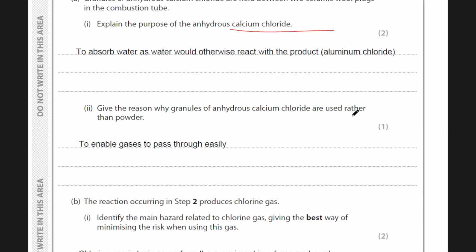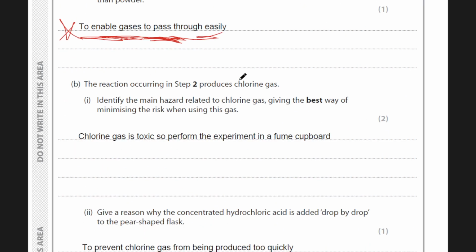Now, give a reason why the granules of anhydrous calcium chloride are used rather than powder. Obviously, to ensure smooth flow and enable the gases to pass through easily. You can write any one of them.